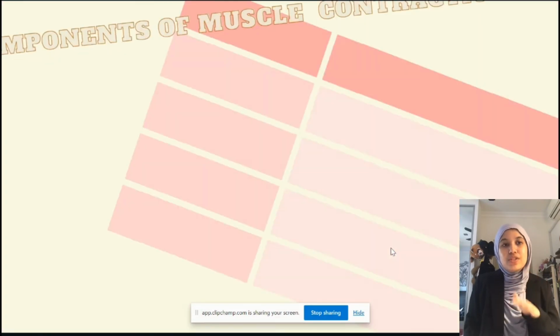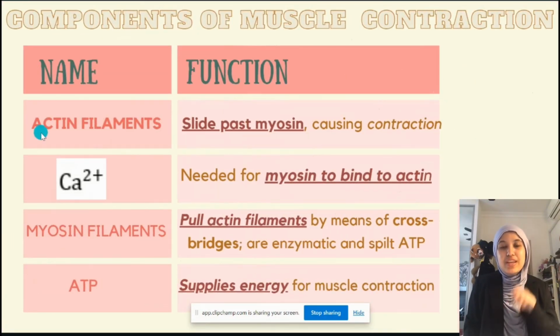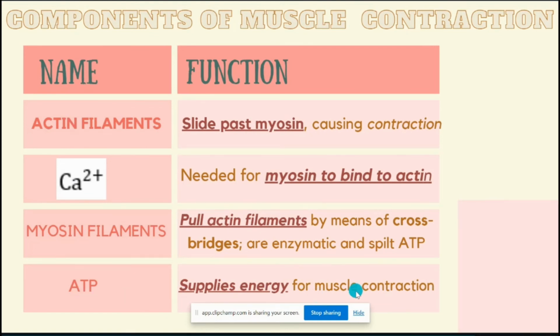Now let's look at the individual components of muscle contraction in more detail. First, let's look at actin filaments. What are actin filaments? Actin filaments slide past myosin and cause contraction. Calcium 2+ ions are needed for myosin to bind to actin, and myosin filaments pull actin filaments by means of cross bridges. Now, myosin filaments are enzymatic and they split ATP into ADP and P. ATP is used to supply energy for muscle contraction.